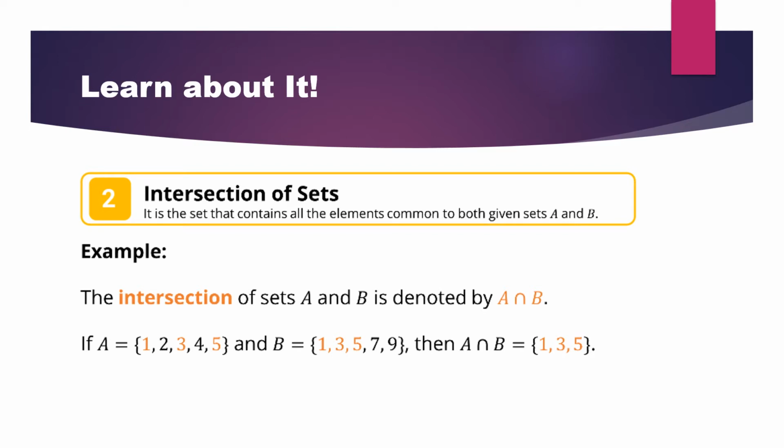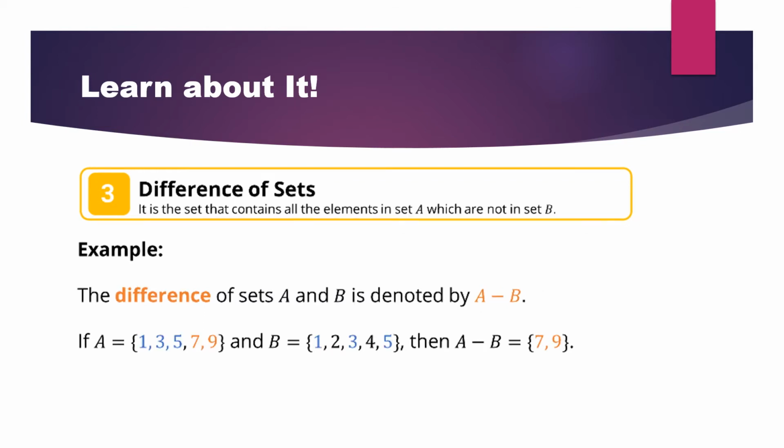Next is the intersection of sets. It is the set that contains all the elements common to both given sets A and B. For example, the intersection of sets A and B is denoted by A ∩ B. If set A is composed of 1, 2, 3, 4, 5, and set B is composed of 1, 3, 5, 7, and 9, then A ∩ B is equal to {1, 3, 5} because 1, 3, and 5 are found in both set A and set B.